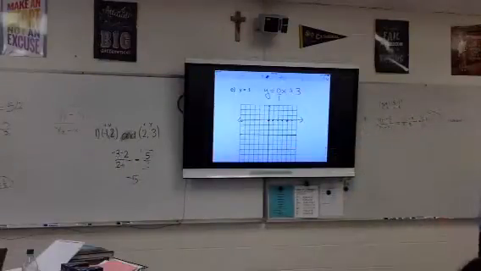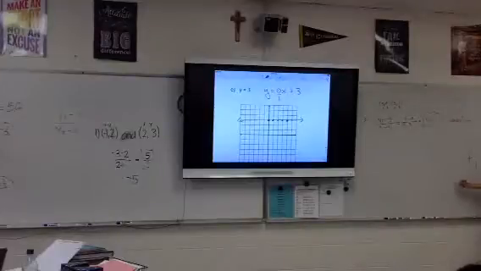And keep in mind, remember when I showed you that little person? So positive, negative, undefined is vertical, right? Horizontal is your 0. So if you see 0 slope, we should know that that's a horizontal line, okay?